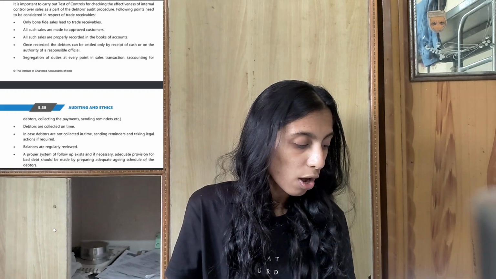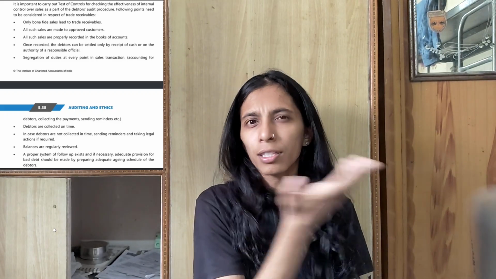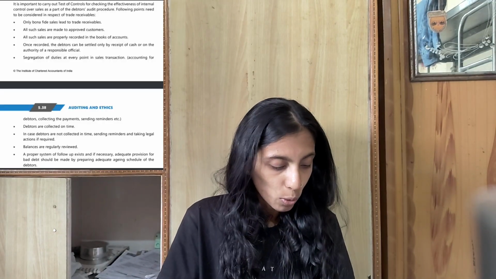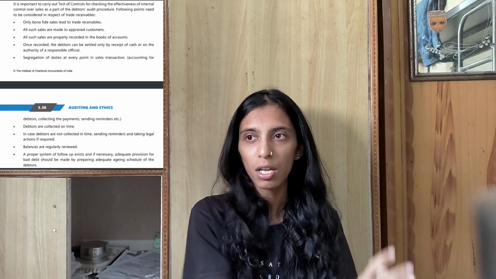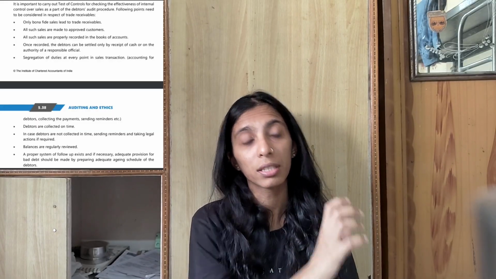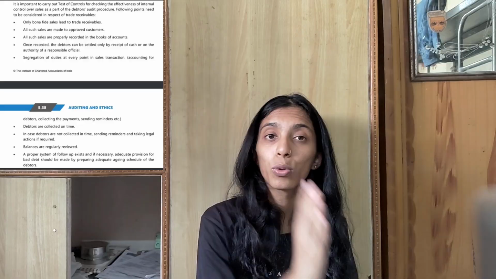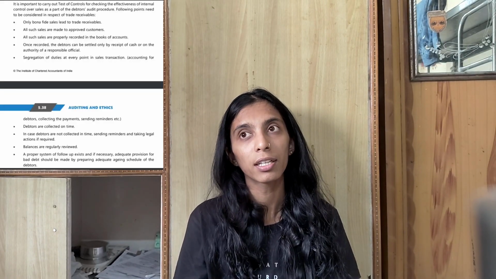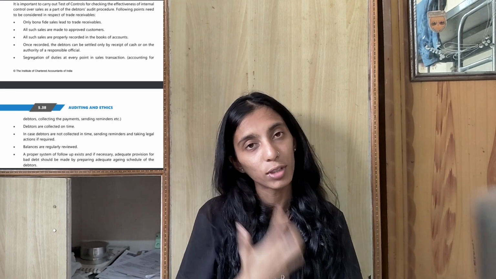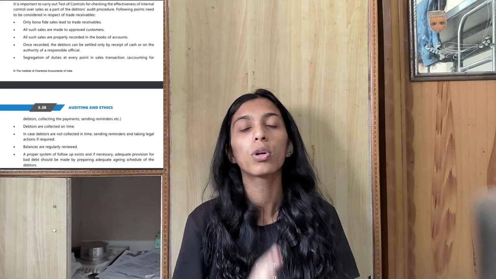Mark the words. All such sales are properly recorded in the books of accounts. Whatever you are making should be in the books of accounts. And once recorded, the debt can be settled only by receipt of cash. If you have recorded the sales in the books of accounts, the debt is settled only when the cash payment is received. I already told you that for the remaining 25,000, when I receive the whole amount of 50,000 rupees, only then will we consider that the whole amount has been settled.